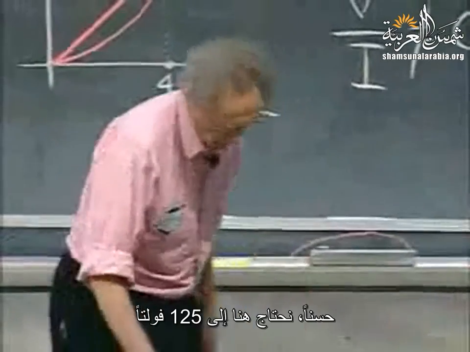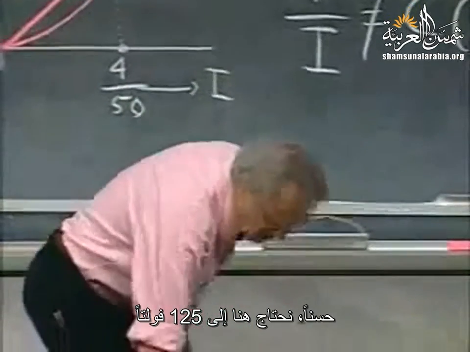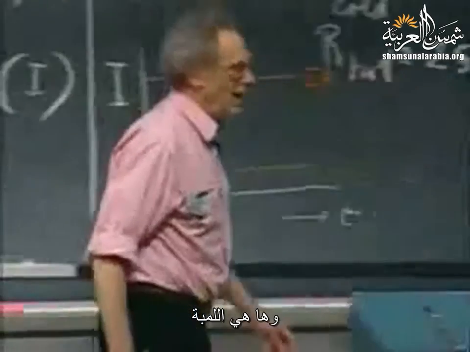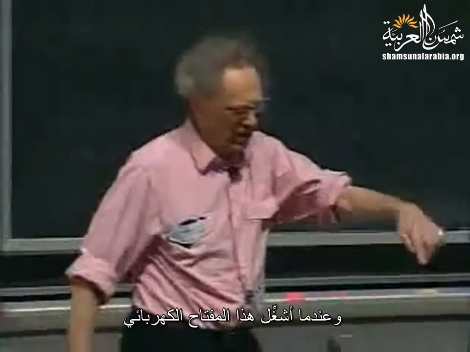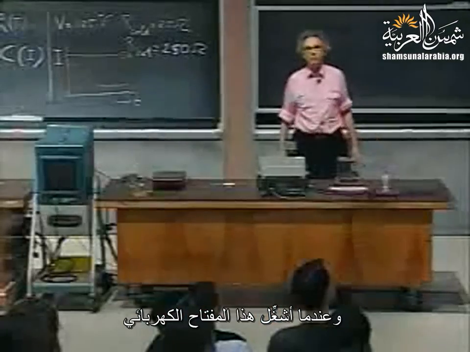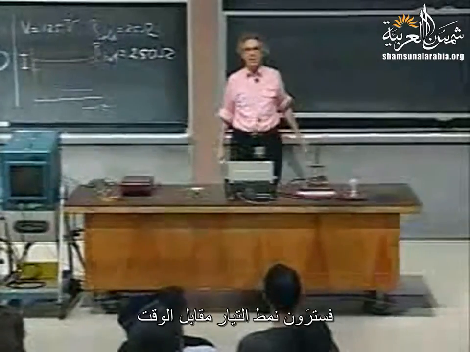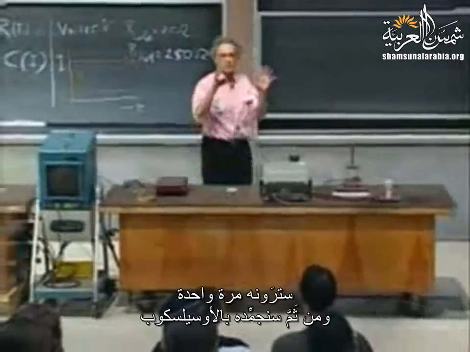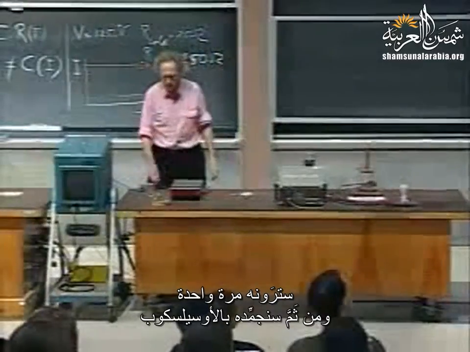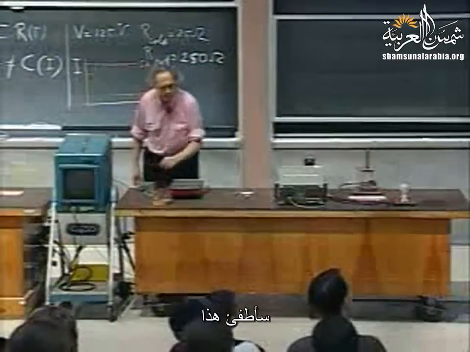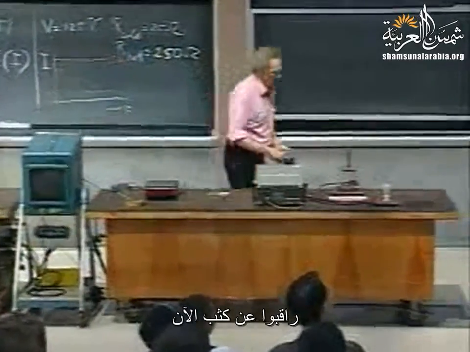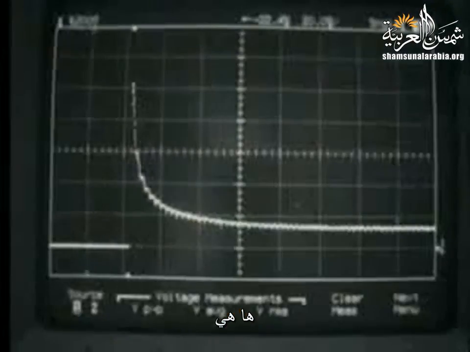So here we need 125 volts. And there's the light bulb. And when I throw this switch, you will see the pattern of the current versus time. You only see it once, and then we freeze it with the oscilloscope. I can turn this off. So look closely now. There it is.